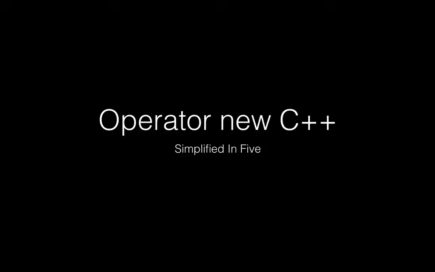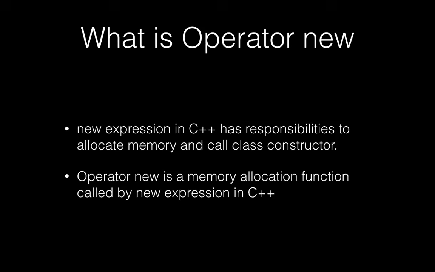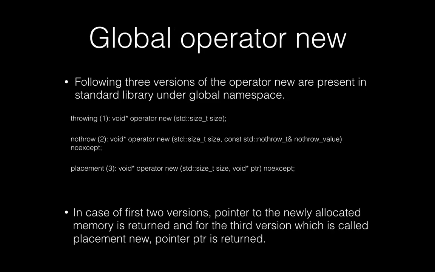Today we're going to talk about operator new in C++. So let's first see what operator new is. We all know that the new expression in C++ has the responsibilities of allocating memory as well as calling the class constructor. So operator new is basically a memory allocation function which is called by the new expression in C++.